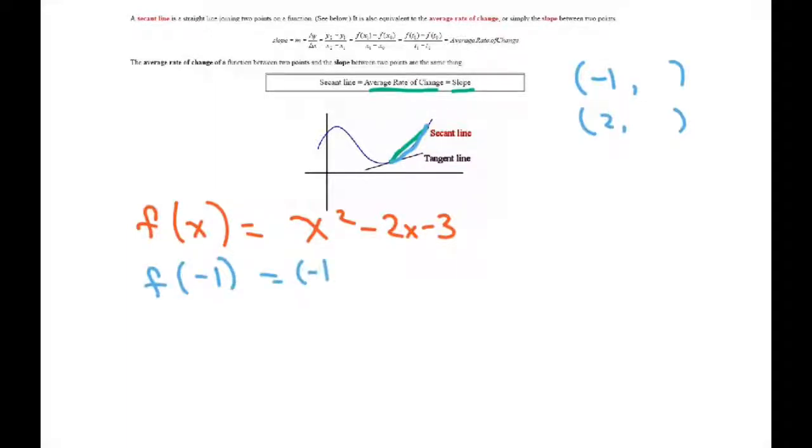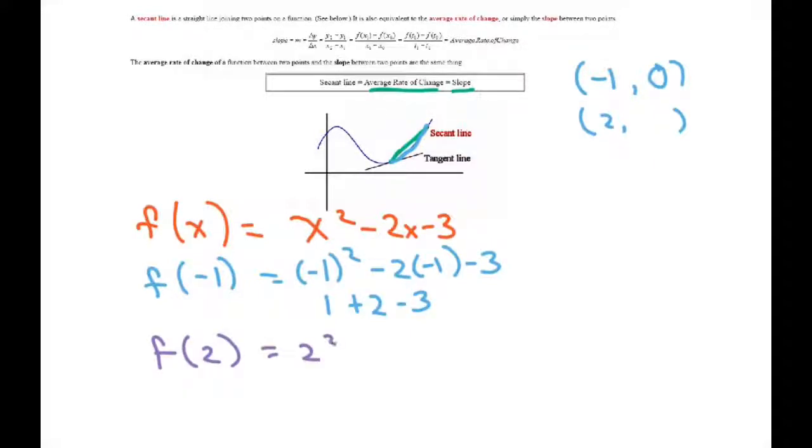So that's going to be -1 squared minus 2 times -1 minus 3. So this is going to be 1, and this is going to be plus 2 minus 3. So that's going to equal 0. Now let's plug in 2. So we get f of 2, you get 2 squared minus 4 minus 3. So those cancel out, 4 minus 4, and you get -3.